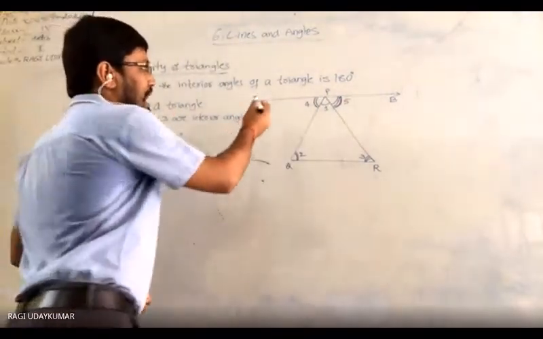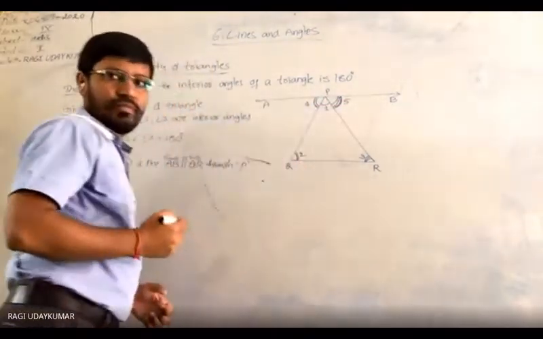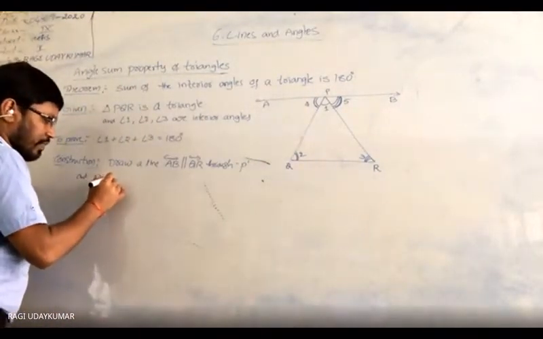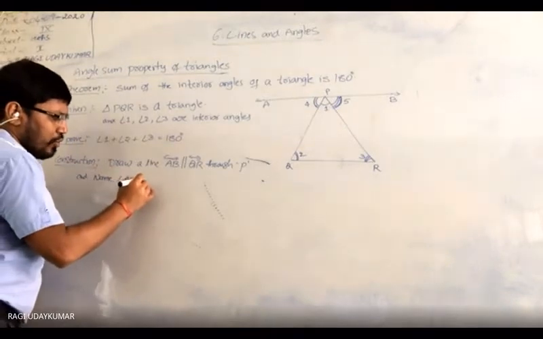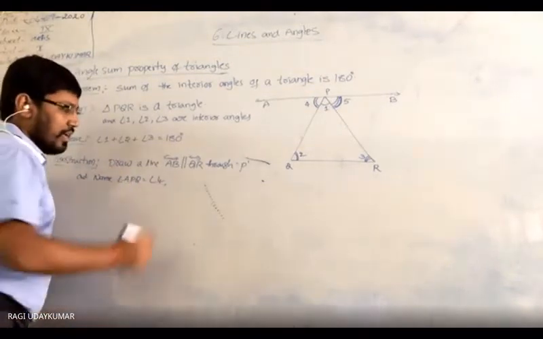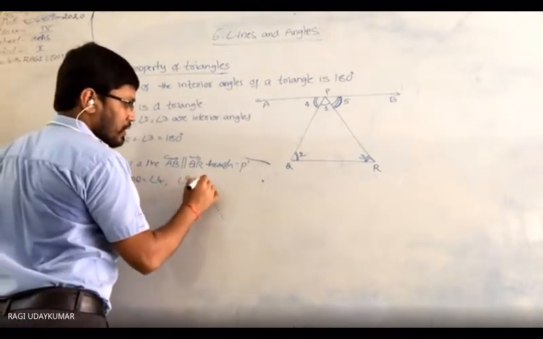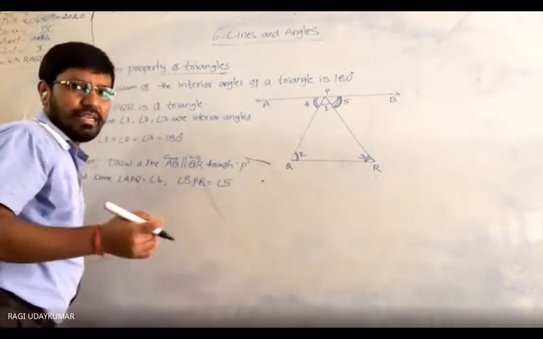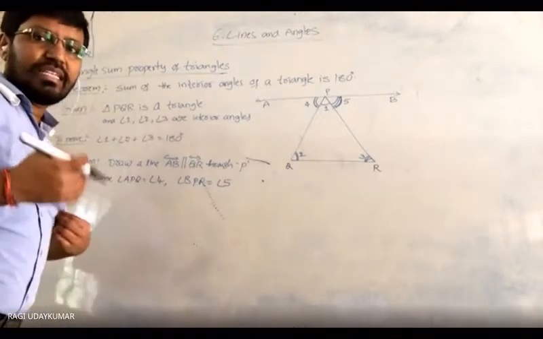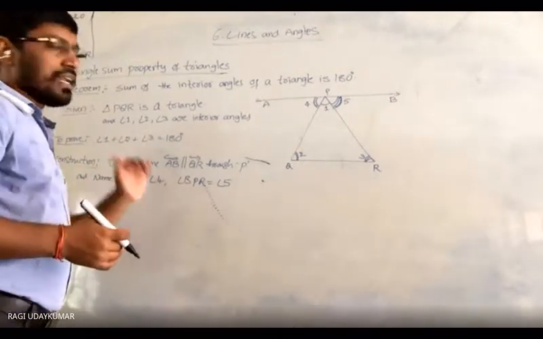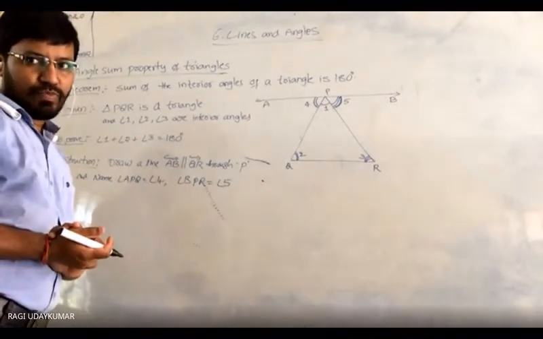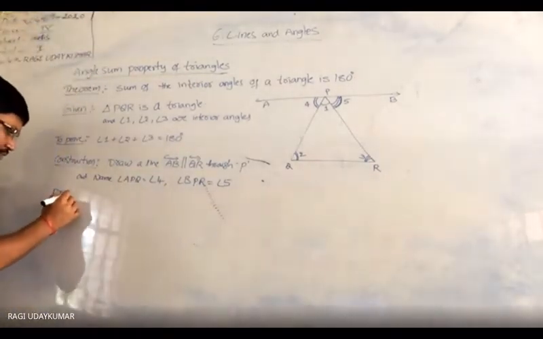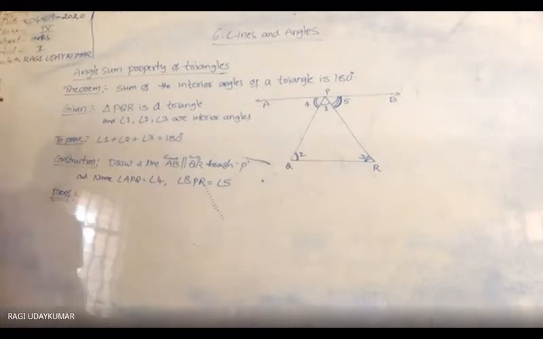Name angle APQ as angle 4 and angle BPR as angle 5, because for easy calculation purposes we are considering the angles like that. Then after that we need to prove it. So how do you prove it?